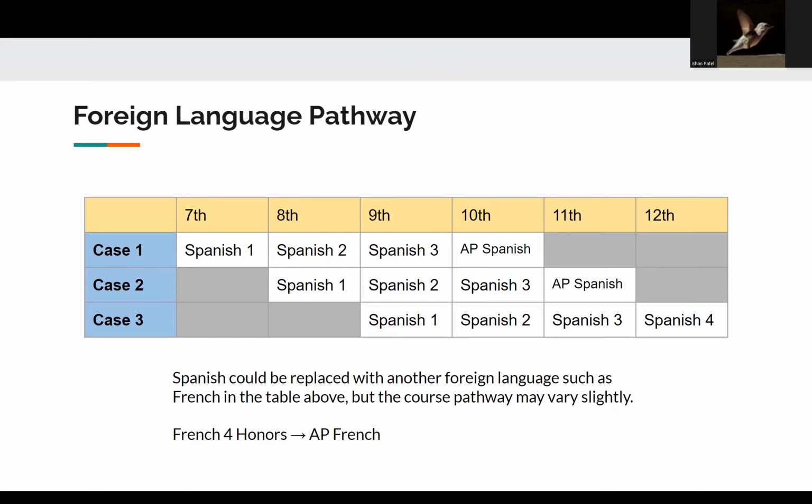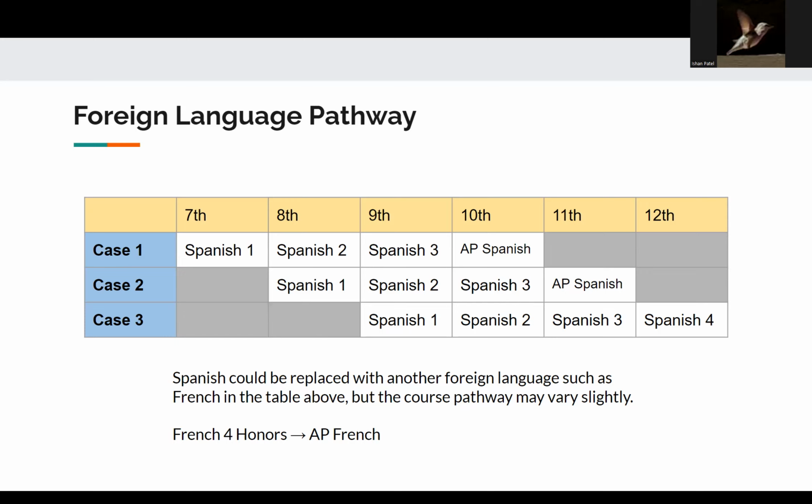Just for context, it is much harder than Spanish 3, but it does look very good because it shows continuation, and it shows that you're actually interested in the language and not just taking it to fulfill the requirement. In this case, Preet took AP Spanish last year and I'm taking it this year. If you have any questions about that, feel free to ask.